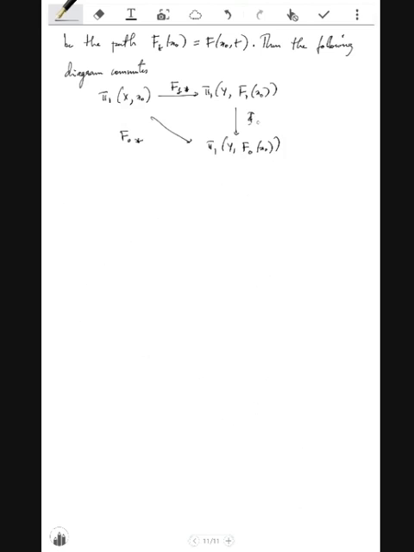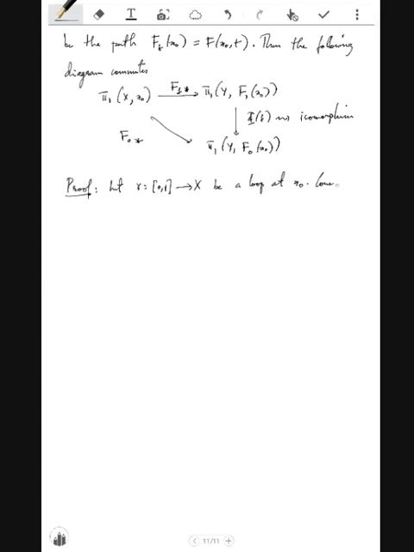Is phi delta the isomorphism? We had proved earlier that phi delta is an isomorphism. So let us prove this. Let gamma from 0, 1 to x be a loop at x naught.